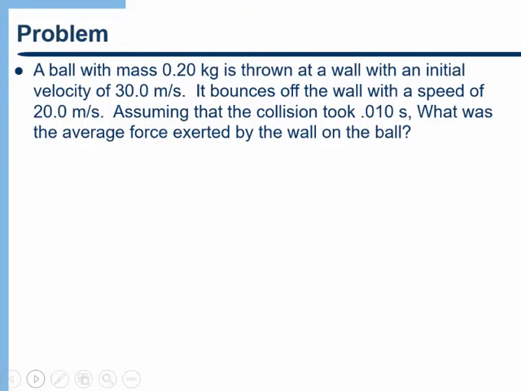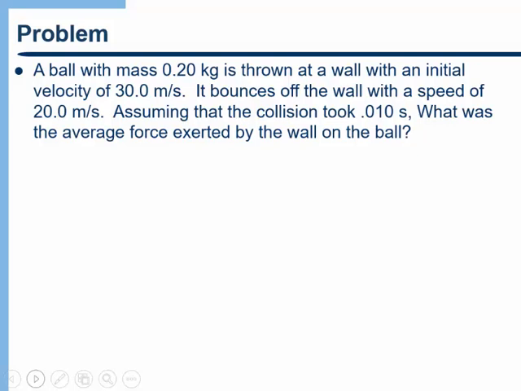Go ahead and pause the video after I read this question and see if you can get the correct answer on your own. A ball with a mass of 0.2 kilograms is thrown at a wall with an initial velocity of 30 meters per second. It bounces off the wall with a speed of 20 meters per second. Assuming that the collision took 0.010 seconds, what was the average force exerted by the wall on the ball? So go ahead and try that on your own.